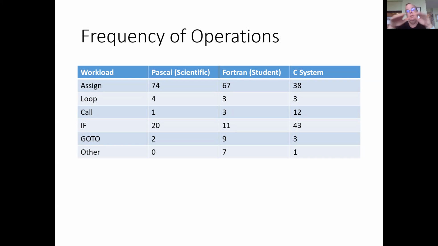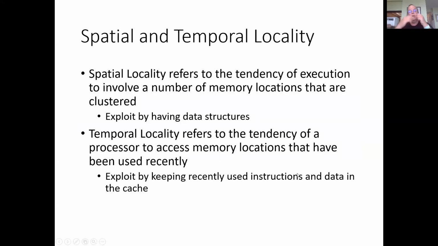C system programs are a little bit different. The assignment statements are still 38%, but conditionals are 43%. So you might not get the same amount of locality of reference with these C system programs. But certainly with Pascal and Fortran, you're going to have that locality of reference because you're not having as many branching statements. But that C system program certainly didn't have the same great locality of reference.